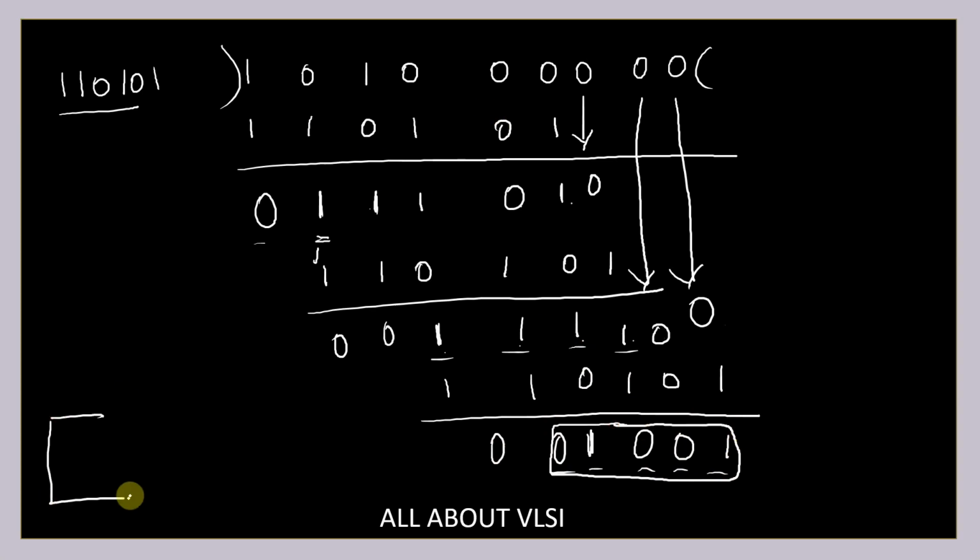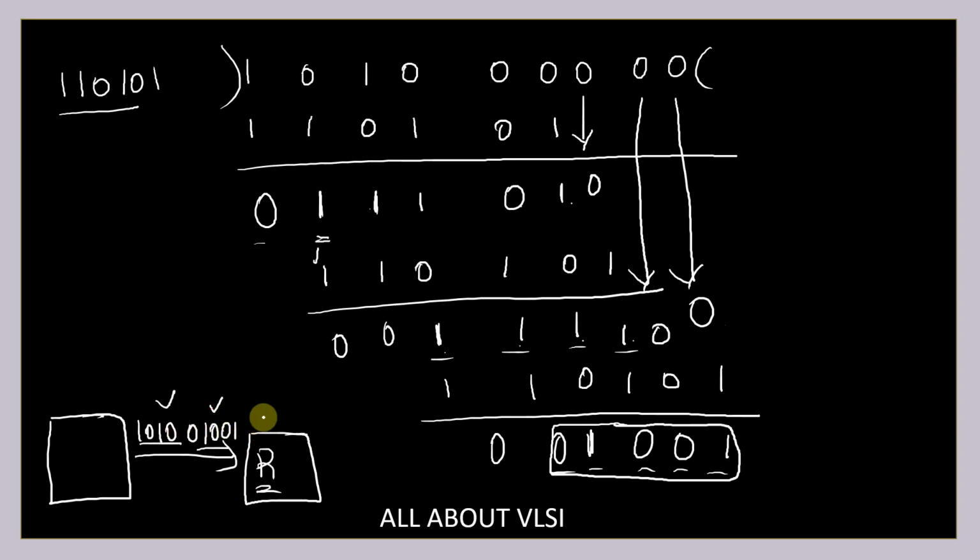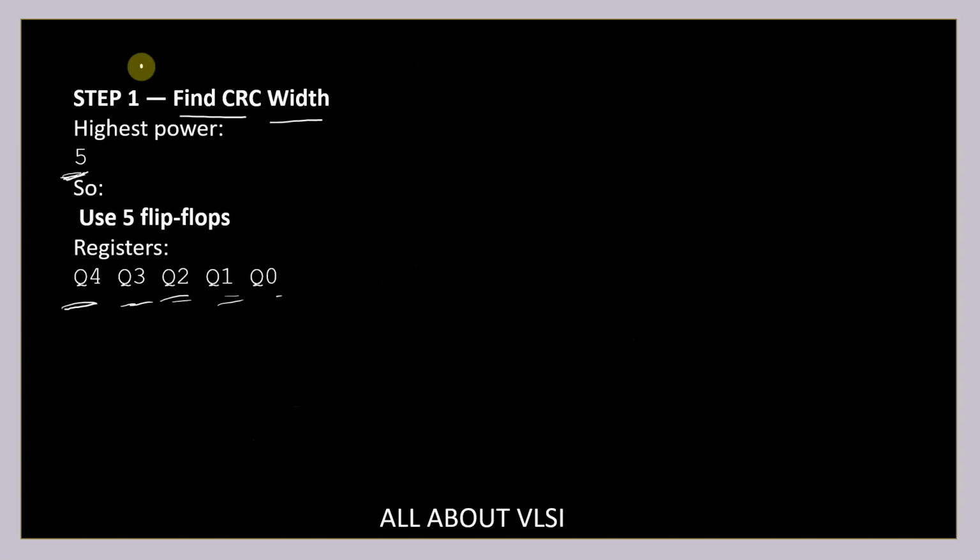So the sender is going to send the data 1010 followed by 01001. This is the data my sender is going to send to my receiver. The receiver, after receiving this data, which was appended with the redundant bits, is going to again perform modulo division. So how is it going to perform modulo division? Let's check it out.